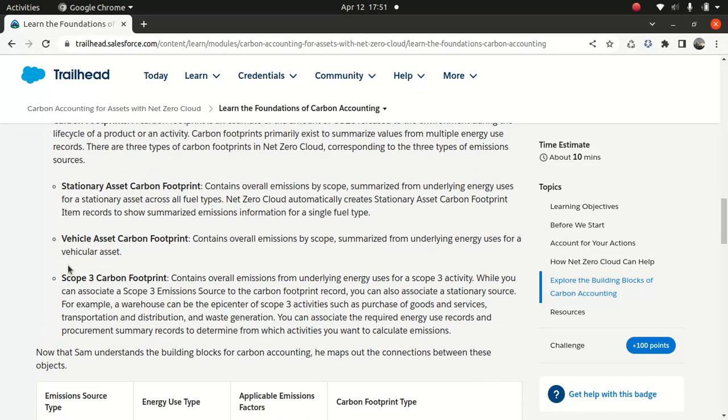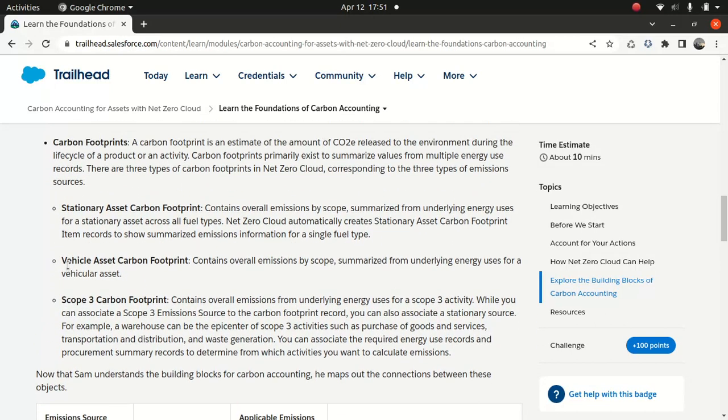So what I'm trying to say, right? Your carbon footprint is one of the things you should measure as part of business to achieve net zero. And then there is the carbon asset footprint, which is based on the stationary asset. It gives you a summarized version of the carbon footprint for a single fuel type, right?